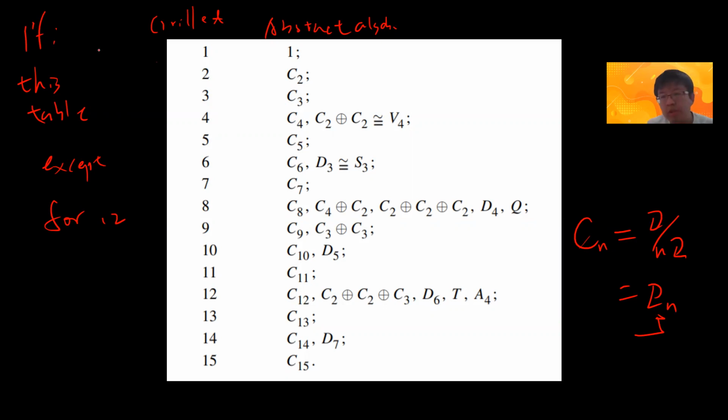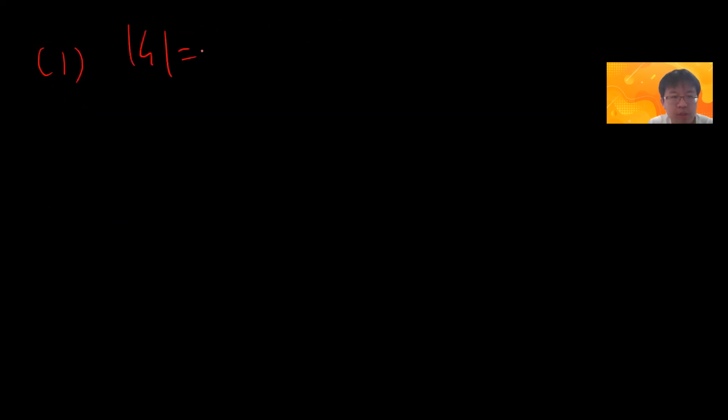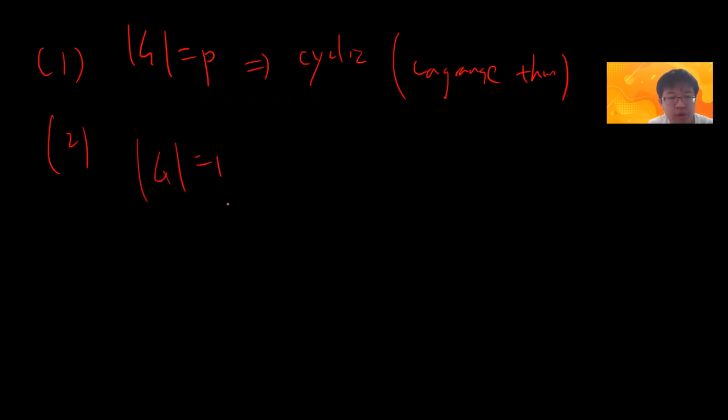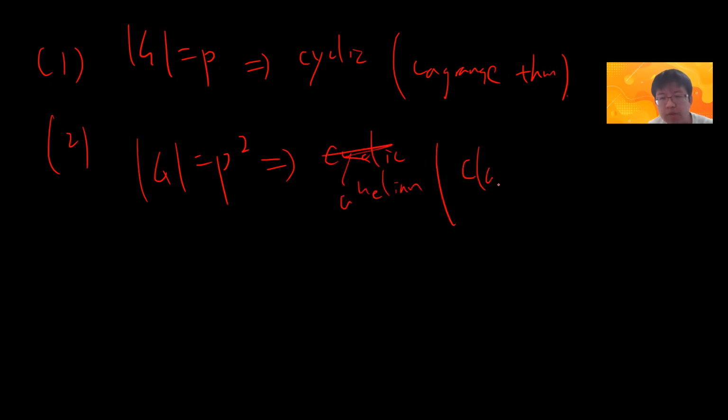Okay, so let me quickly recall the basic theorems that we already proved in the previous group theory video. First, if the order of G is a prime, then G is cyclic. Remember this is proved by Lagrange's theorem. The second is that when the order is prime squared, G is also cyclic, sorry, abelian. This is by the so-called class equation. And the first two you can easily prove without Sylow theorem.